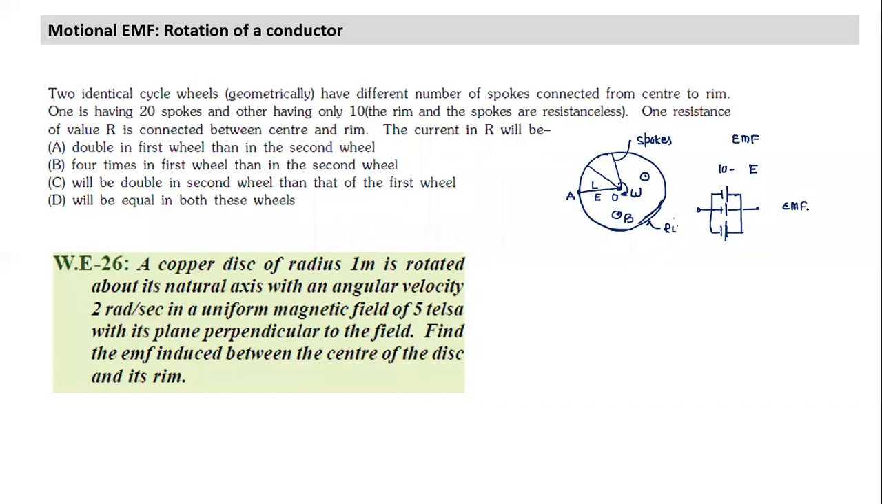Equivalent EMF is the EMF of each battery. So here also the EMF will not depend on the number of spokes. Suppose I rotate this wheel. Can I use this arrangement to light up a bulb? Can you think of a method? How do I light up a bulb with this arrangement?